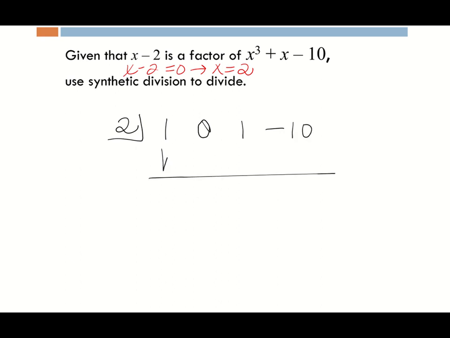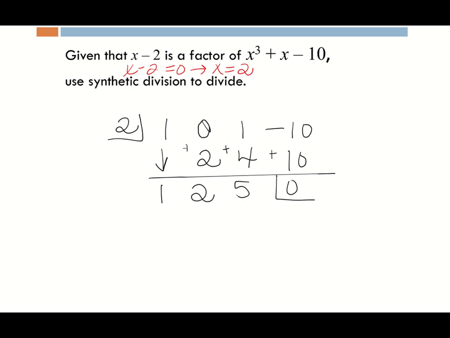So I'm going to bring down my first term, and I'm going to multiply. 2 times 1 is 2. I'm going to add them up. 0 plus 2 is 2. Multiply. 2 times 2 is 4. Add them up. 4 plus 1 is 5. And 5 times 2 is 10. Negative 10 plus 10 is 0. So I have 0 as my remainder.